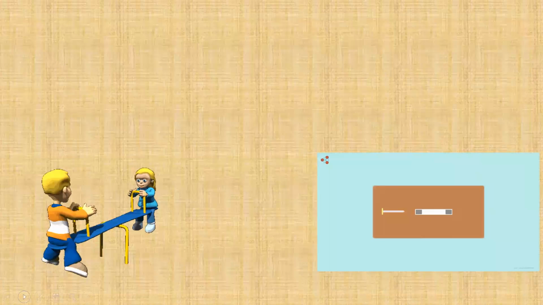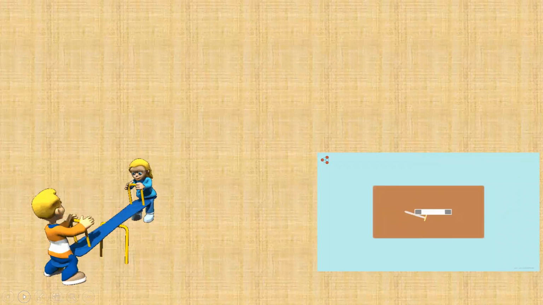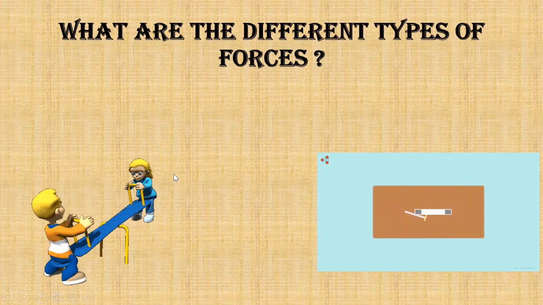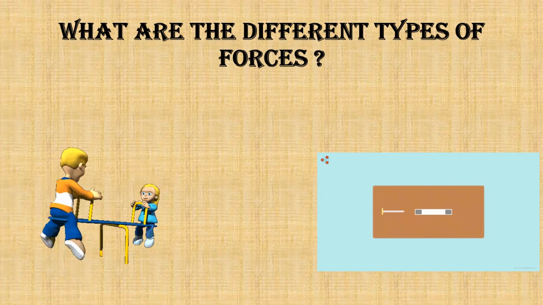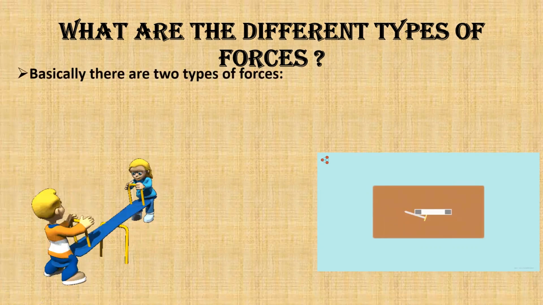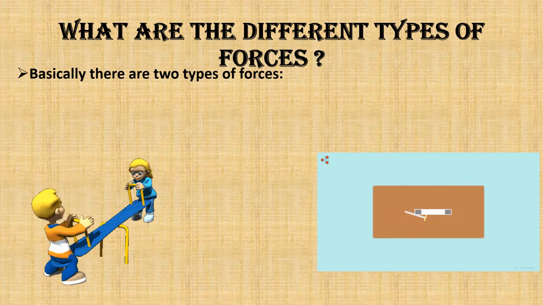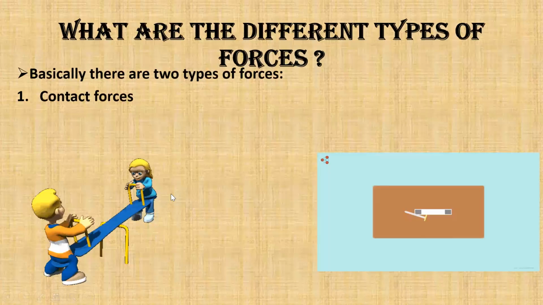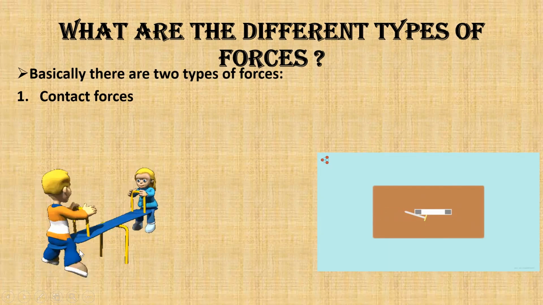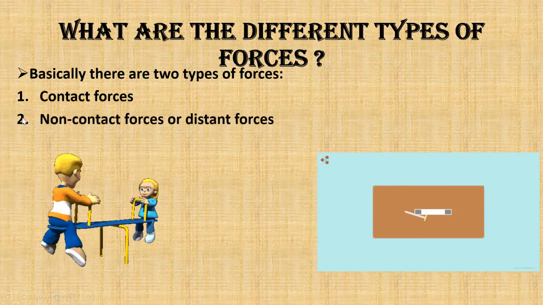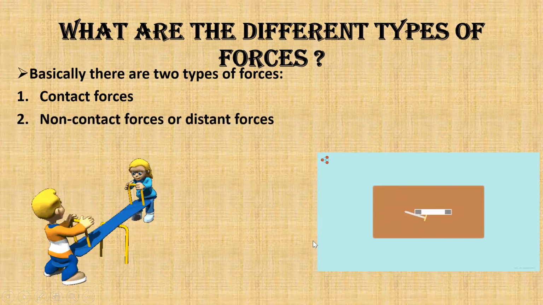Coming to the main kinds of forces. What are the two main kinds of force? Basically, there are two kinds of forces. They are contact forces. Here in this picture, you can see the contact force. They are physically in touch with the objects. That is contact force. Non-contact forces are distant forces.